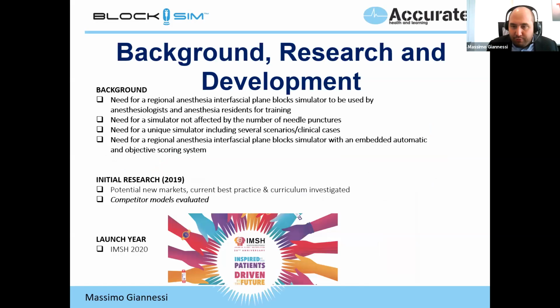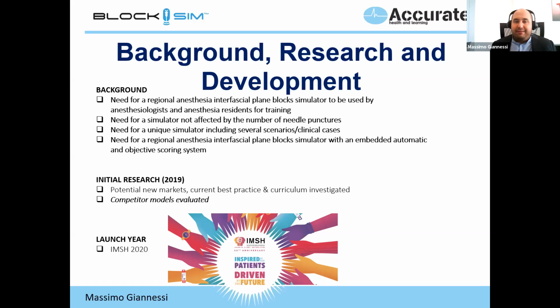So starting from all these points, we learned more about this kind of interfascial plane block and understood better how to build a simulator. We wanted a simulator for regional anesthesia interfascial plane blocks to be used by anesthesiologists, and not affected by the number of needle punctures. So we tried to build a pad, an insert tissue, with as much resistance as possible. We didn't care about ultrasound compatibility; we cared more about being resistant.